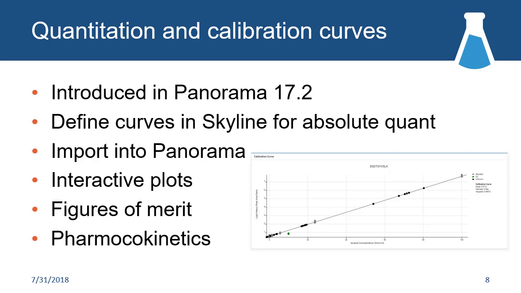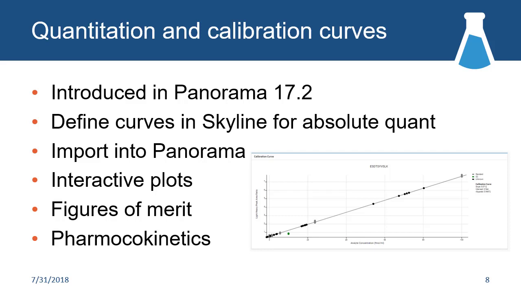Quantitation and calibration curves. Some people tend to talk about this as a separate workflow, but I think of it more as part of this general experimental data folder. It's relatively new. It's about a year old within Panorama. So it follows a little bit behind Skyline's support for that, which I think was maybe a year earlier. And I think you guys haven't done this as part of the course yet, right? Calibration curves, absolute quantitation.